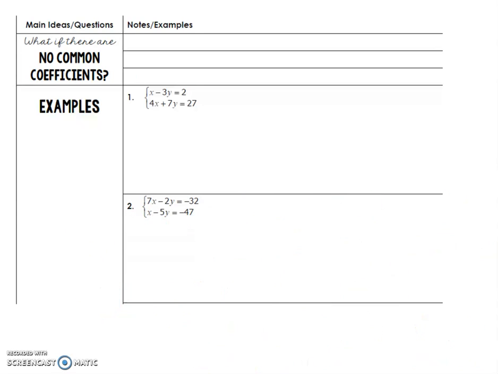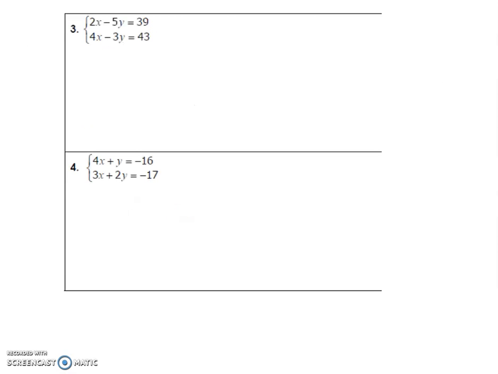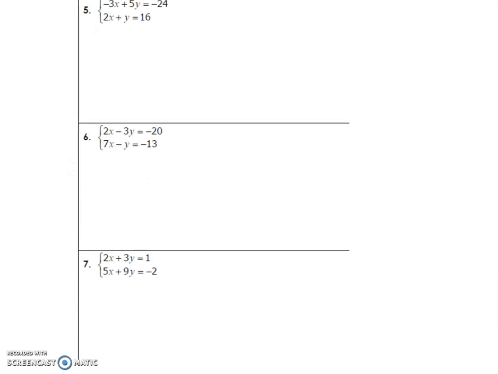Okay, all right, so let's go on and let's look. I want you to do 3 and 4 on your own. And let's do number 6. So do 3, 4, and 5 on your own. Let's do number 6 together.